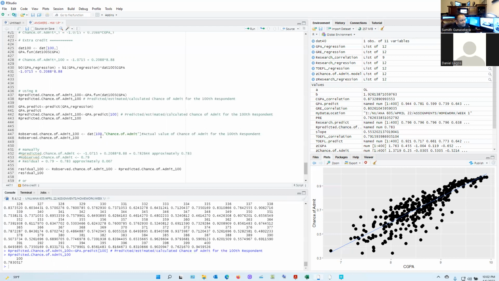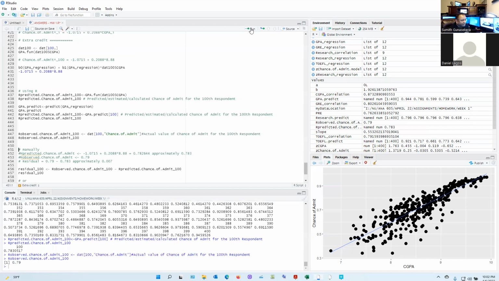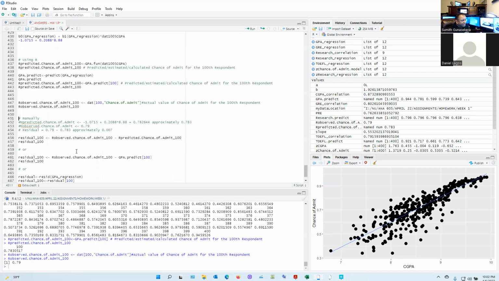I'm going to go to the data set, to the 100%. I say, give me the chance of admit, actual value. We know the actual value. We can read it, but if you have a huge data set, we're not going to read from the data. It's 0.79. Then you find the difference between those two, which causes the error.